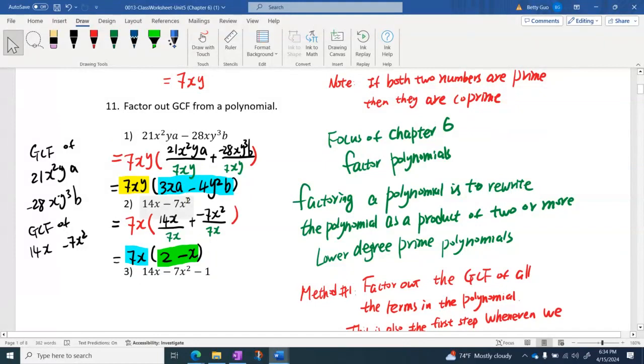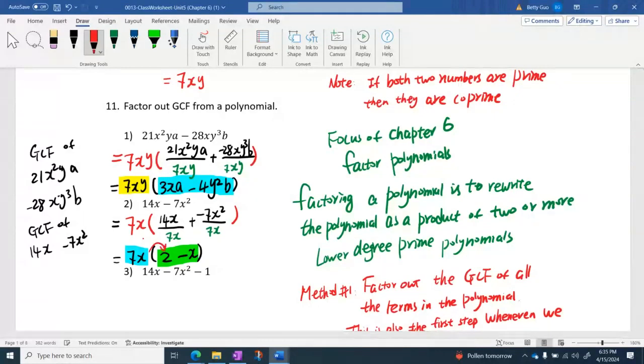The original polynomial degree is 2, right? Number 2, the original polynomial, 14x minus 7x squared, degree is 2. And the blue polynomial is degree 1. The green polynomial degree is 1. So we rewrote the binomial as a product of two lower degree prime polynomials. So that means our factorization is complete. By the way, factoring out GCF is the reverse of the distributive property. So the worst case, you should be able to double check your own result to see if it's correct or not. You can do this.